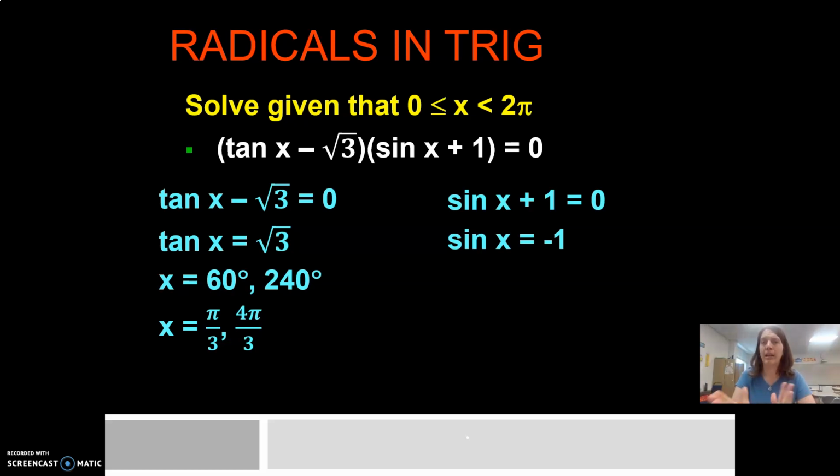Well, where is sine negative? Sine's negative in quadrants 3 and 4. However, I don't have a triangle that has a sine that's going to give me the answer of 1. So that means I need to rotate into the Cartesian plane. Well, what's my definition of sine in the Cartesian plane? Y over r. Remember in the Cartesian plane, r was always equal to 1.